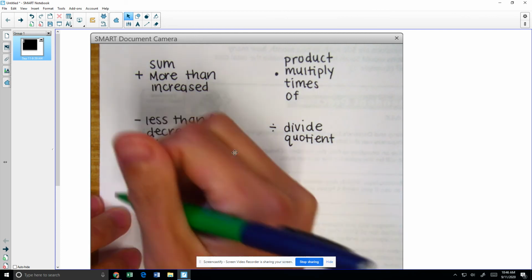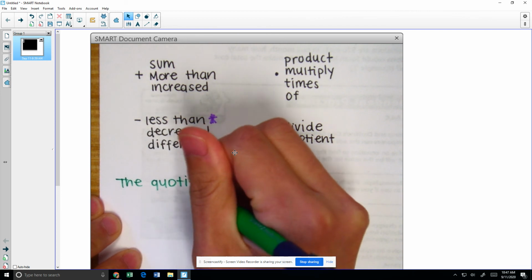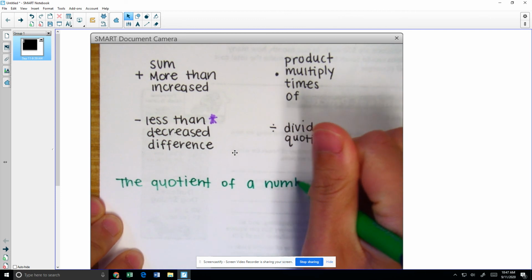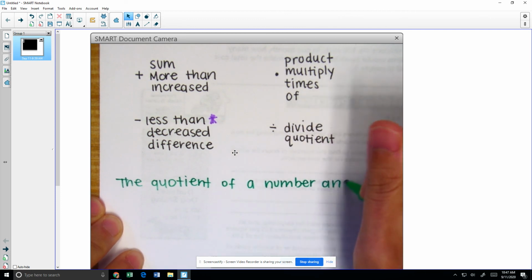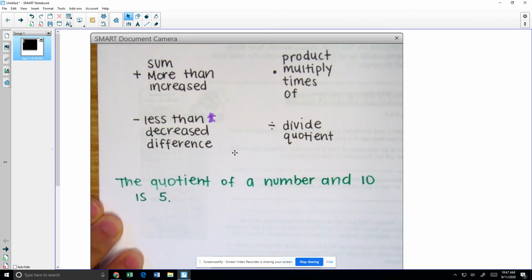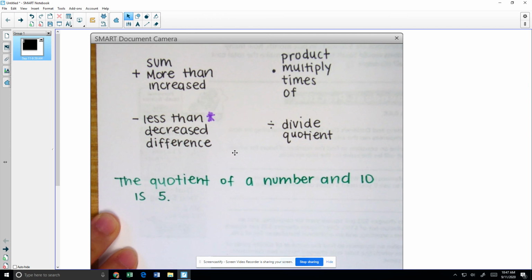Okay, so let me grab my pen. What if I were to say the quotient of a number and 10 is 5? How do I write that as a mathematical sentence? X over 10 equals 5, according to Jose. Okay, very, very good.